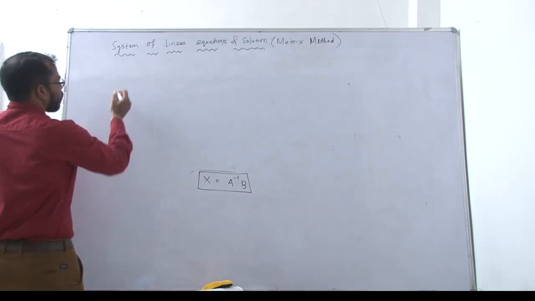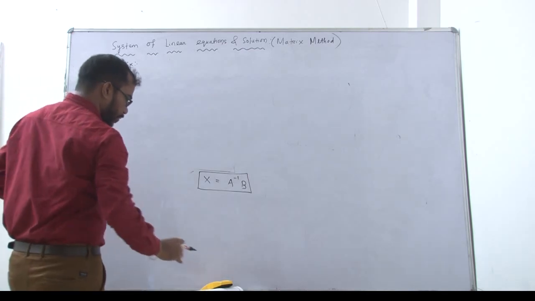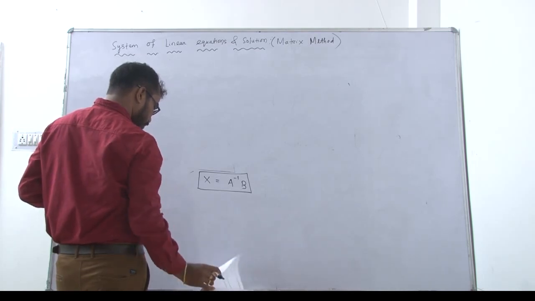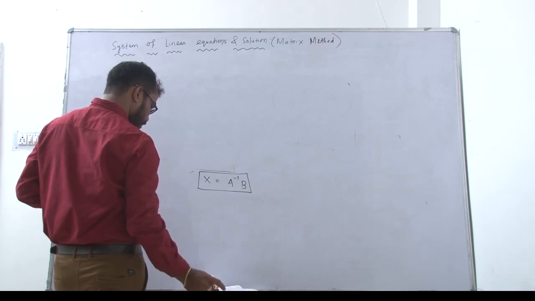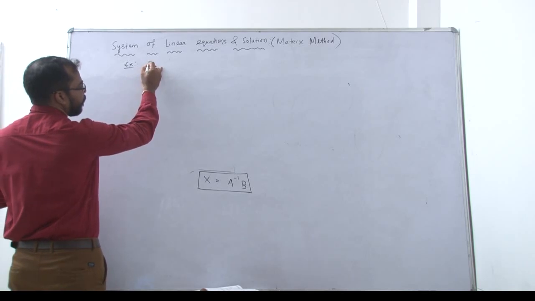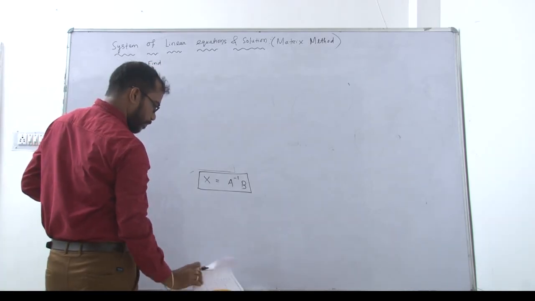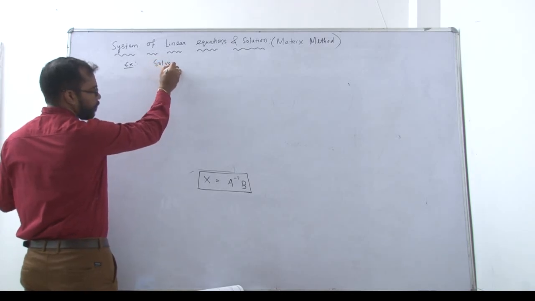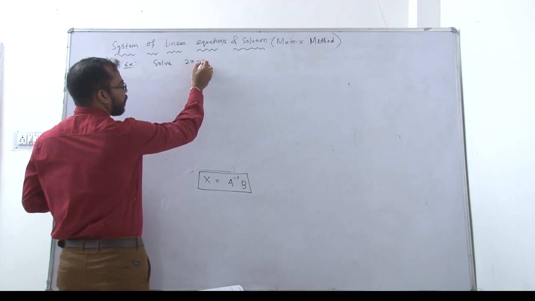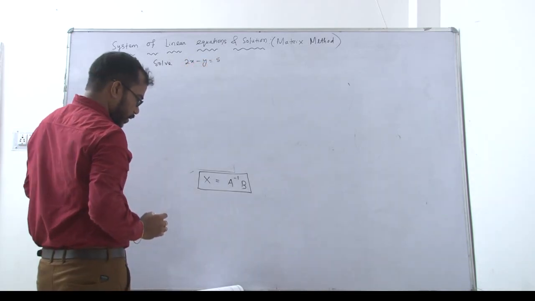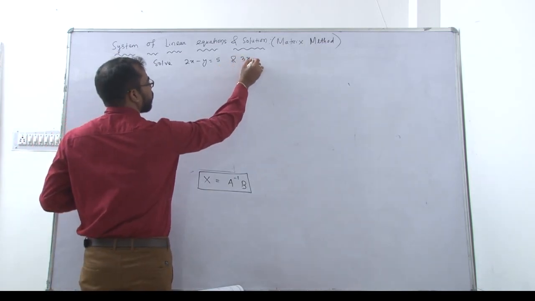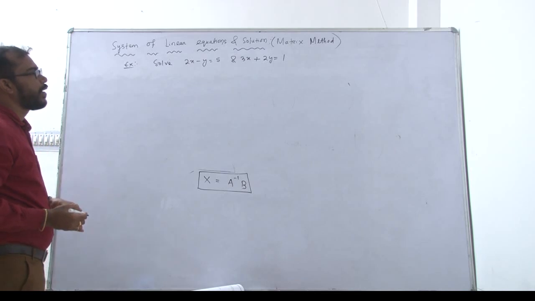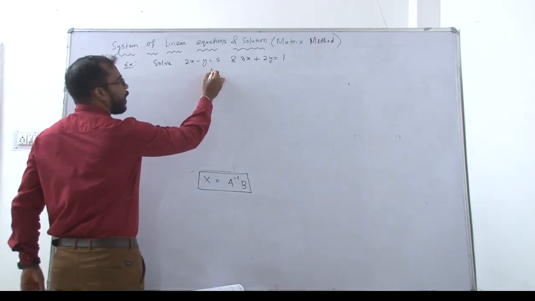Now we take an example here. Solve 2x minus y is equal to 5 and 3x plus 2y is equal to 1 by matrix method.